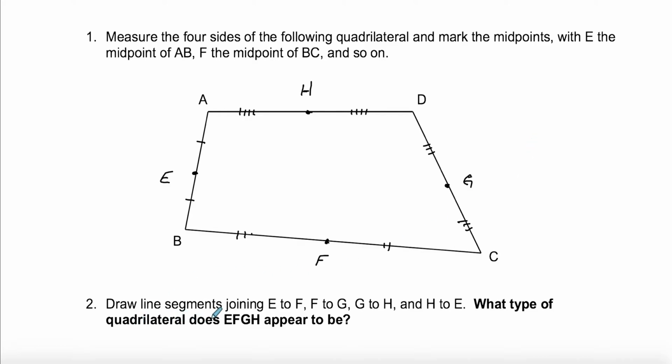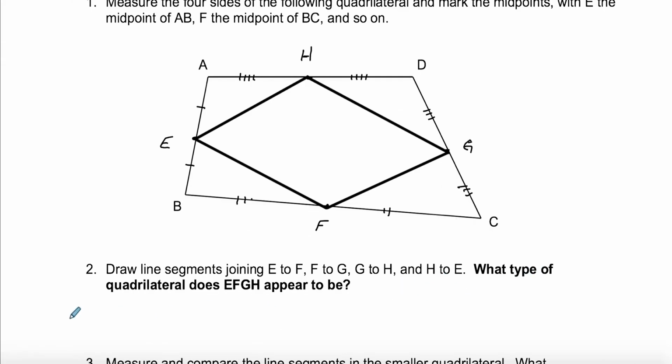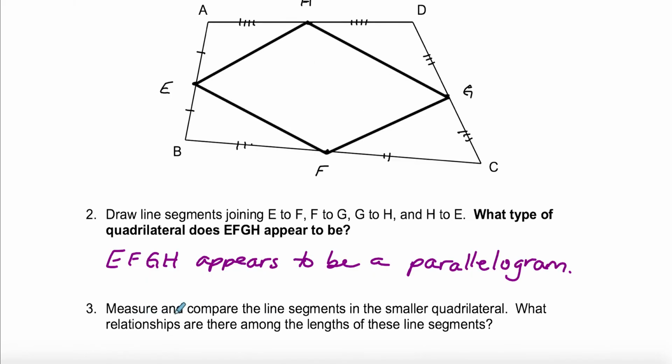Then it says draw line segments joining E to F, F to G, G to H, and H to E. What type of quadrilateral does EFGH appear to be? Even though this was an odd-shaped quadrilateral at the beginning, this looks like a parallelogram inside. Then it says, measure and compare the line segments in the smaller quadrilateral. What relationships are there among the lengths of these line segments?